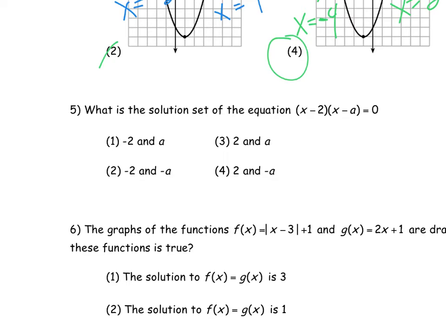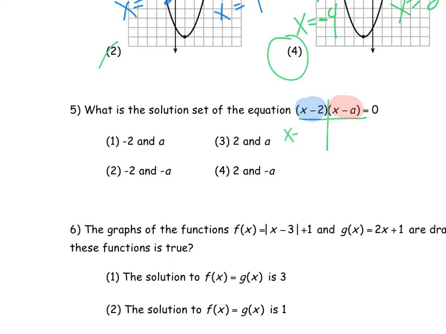Question number 5 should be nice and easy. This is already factored for you. All you have to do is t-chart it because it's set equal to 0. That means this here has to equal 0, and this has to equal 0. The only way for them to equal 0 is if we actually set it up.